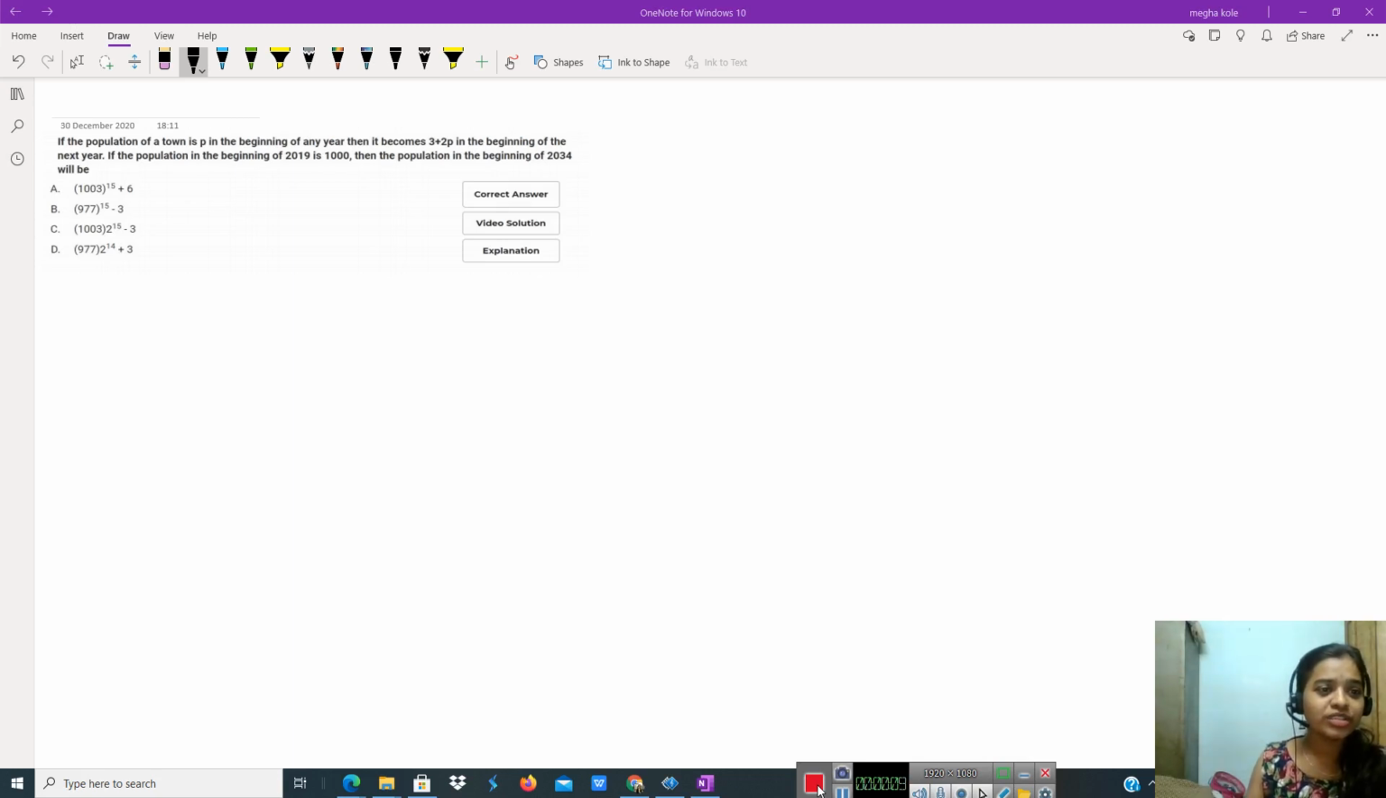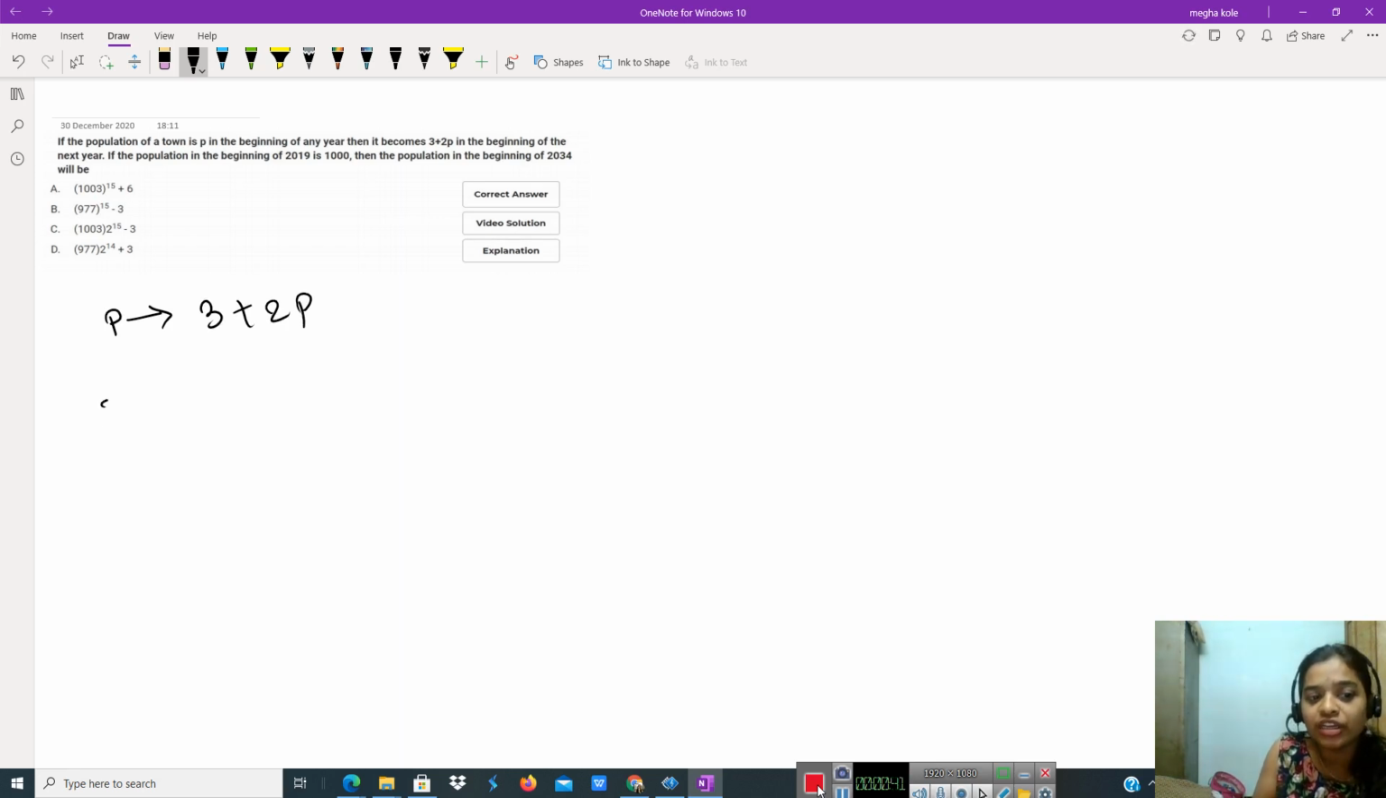So the next question is: if the population of a town is P in the beginning of any year, then it becomes 3 plus 2P in the beginning of the next year. If the population in the beginning of 2019 is 1000, then the population in the beginning of 2034 will be? Okay, so it is said that if the population is P in any year, then in the next year the population will be 3 plus 2P.